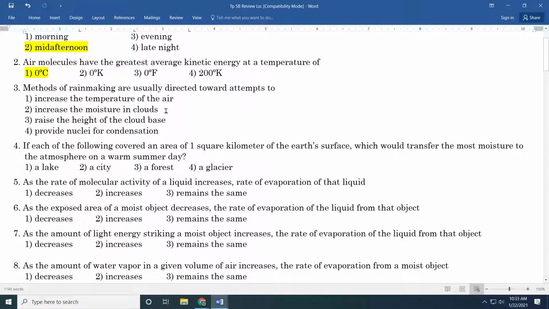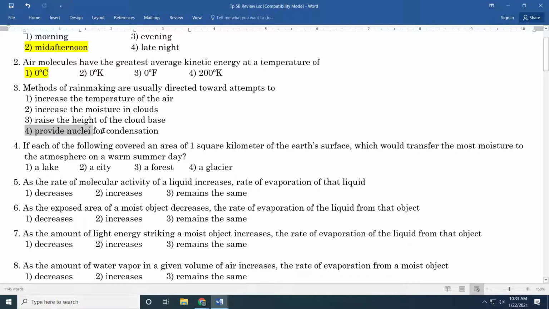Increase the moisture in clouds. Well, I hate to break it to you, but if you need rain, I'm not sure where you're going to get the water to dump into the cloud to fall out. That just seems like a silly idea. You probably should just use that water on your crops if you need it. Raise the height of the cloud base. Not sure why higher clouds would be a good thing.